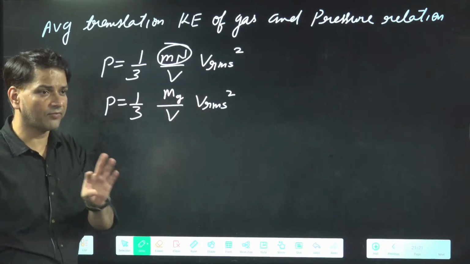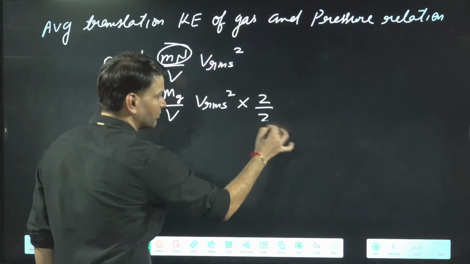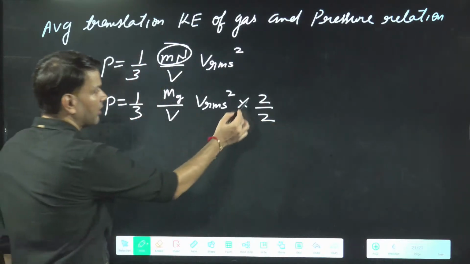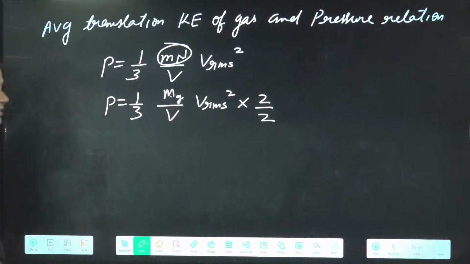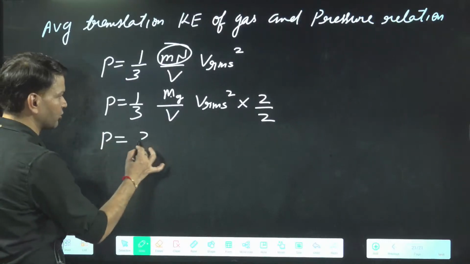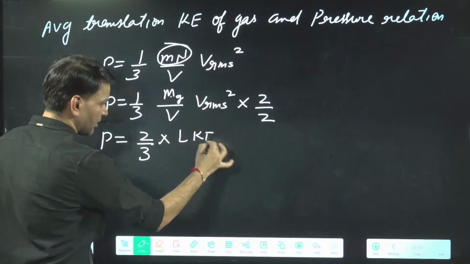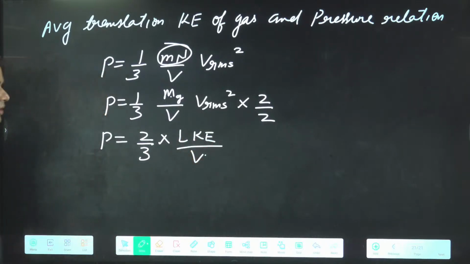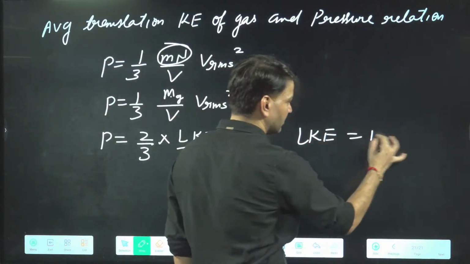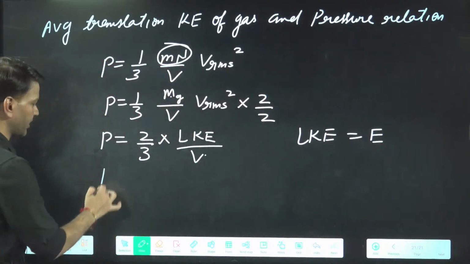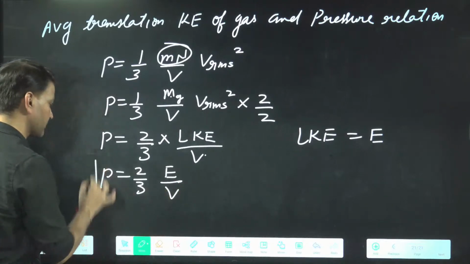Kinetic energy is half mv square, so I need the half. What we will do? Just multiply by 2 and divide by 2. Now 1/2 m into v square, that I can say is the linear kinetic energy. Then what you will get? P is equal to 2/3 into linear kinetic energy upon volume. If suppose I am writing the linear kinetic energy with E, then you will get the relation P is equal to 2/3 E by V.